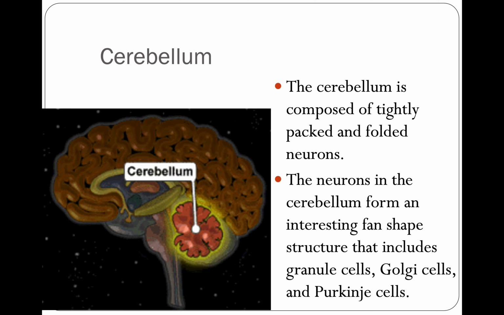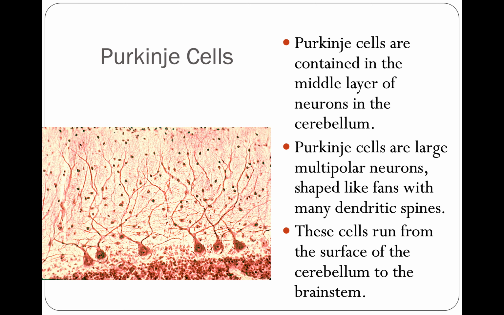The cerebellum is composed of tightly packed and folded neurons. The neurons in the cerebellum form an interesting fan-shaped structure that includes granule cells, Golgi cells, and Purkinje cells. And these are the very intricate cells we were talking about. They tend to be large cells. Purkinje cells are contained in the middle layer of the neuron in the cerebellum. Purkinje cells are large, multipolar neurons shaped like fans with many dendritic spines. These cells run from the surface of the cerebellum to the brainstem.